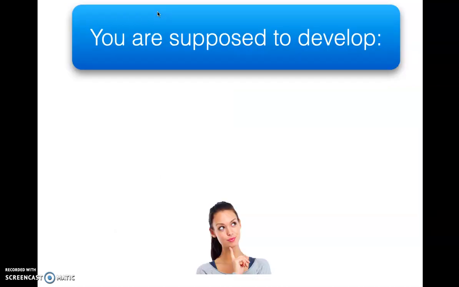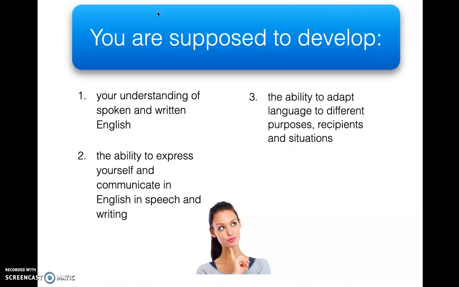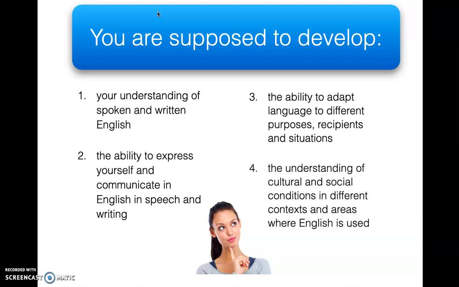Now, about the English 6 course, you are supposed to develop your understanding of spoken and written English. You are also supposed to develop the ability to express yourself and communicate in English in speech and writing. And also to develop the ability to adapt language to different purposes, different recipients, and different situations. And finally, also the understanding of cultural and social conditions in different contexts and areas where English is used.